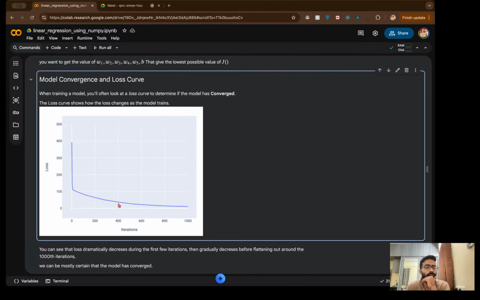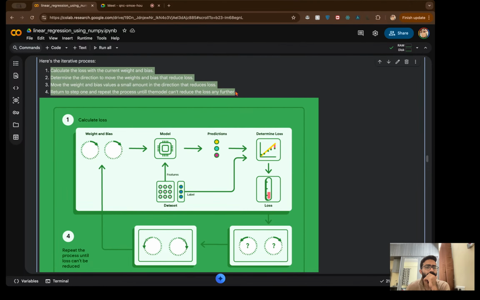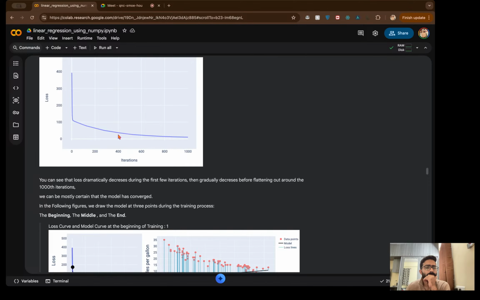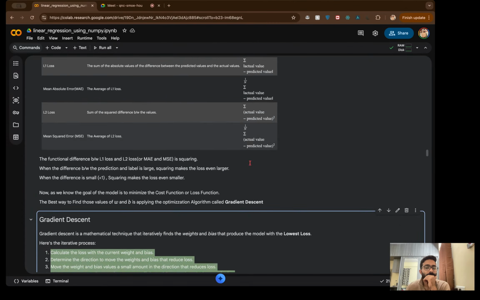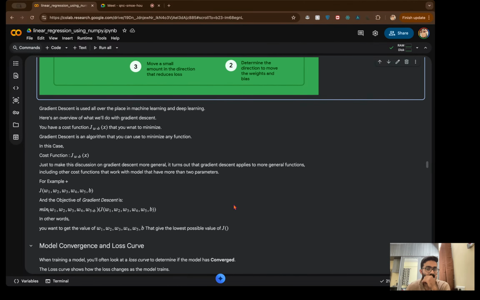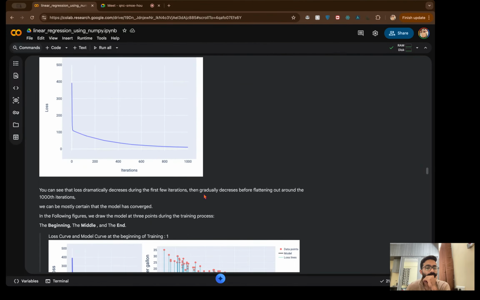Which iteration are we talking about? We are talking about this step that we are doing. On the 400th iteration it is giving about 30. On the 600th iteration it is about 20. On the 1000th iteration it is nearly 0, right? This is the goal of this algorithm: the lowest possible value. That's how it works.